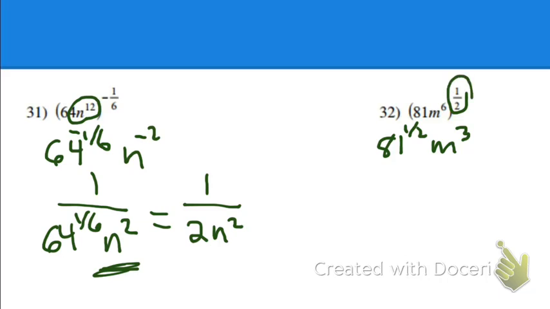So look what happened. We took the even root of a variable with an even exponent, and it comes out to have an odd exponent. So we get 81 to the 1/2 power, that's just 9, and then m cubed, so that's going to be the absolute value of m cubed. And boom, that's the final answer.